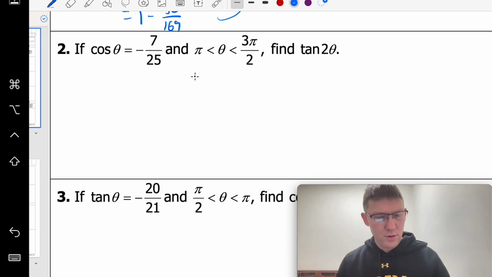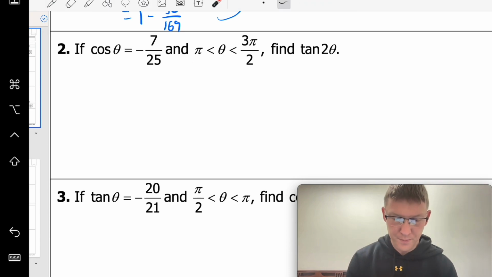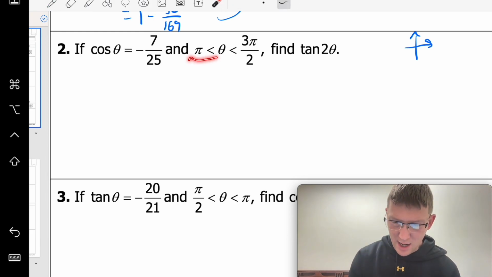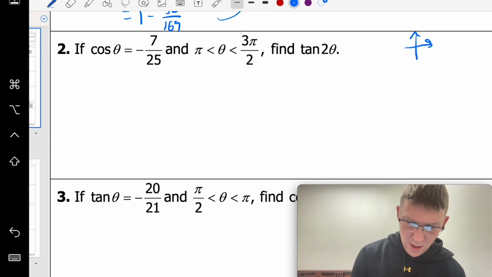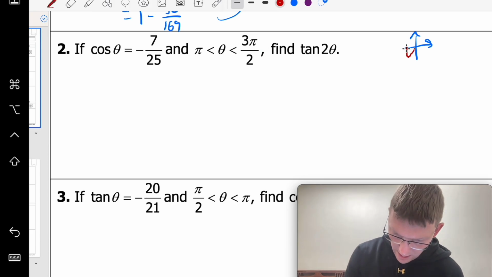All right, looking at number 2, it says if cosine of theta is a thing, and here is our range, find tangent of 2 theta. So let's talk about this real quick before we move on. Remember, we've got our coordinate plane like this. Pi is over here, and then 3 pi is over here. So we're in this quadrant right there. And if we were to draw a quick triangle in there, we're looking for tangent. So that's going to be opposite over adjacent.